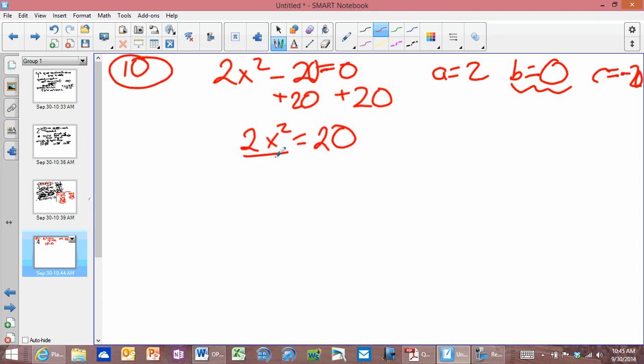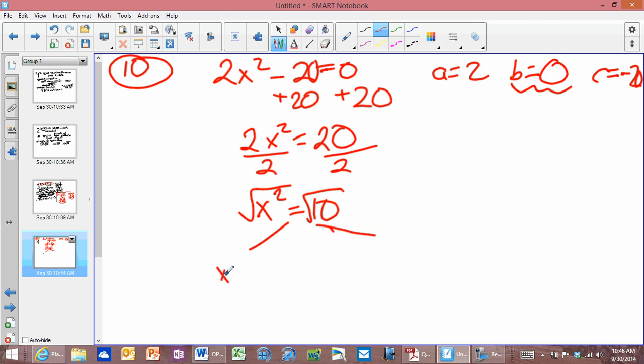Keep solving this. What's the inverse operation of 2 times x squared? Dividing by 2. Then I have x squared equals 10. What's the inverse operation of squaring something? I take the square root of both sides. Okay, and then I come up with two equations. I always will have two equations. I have x equals square root of 10 and x equals negative square root of 10.